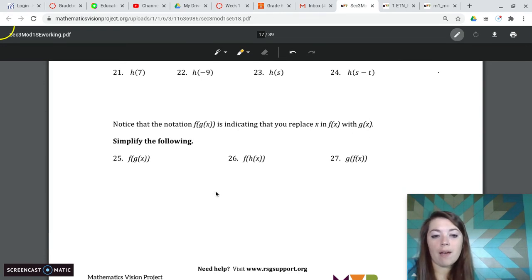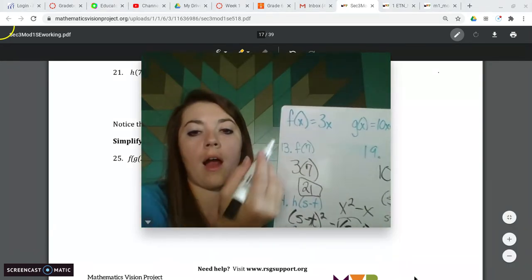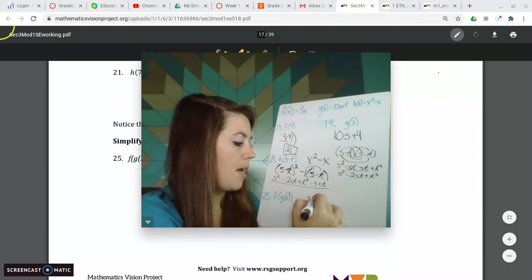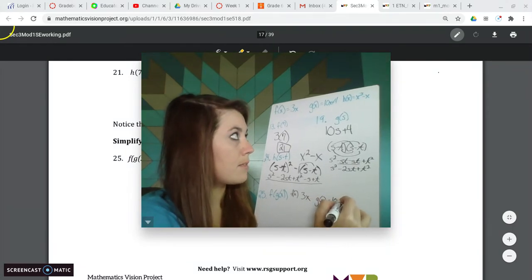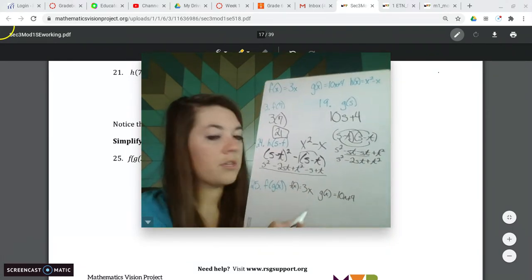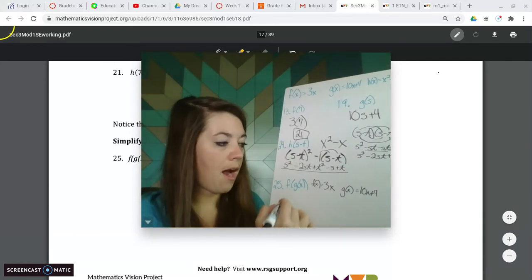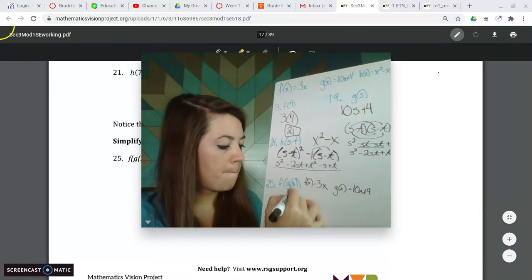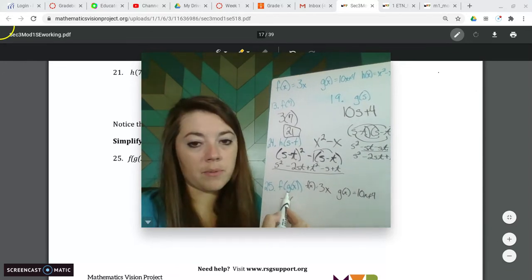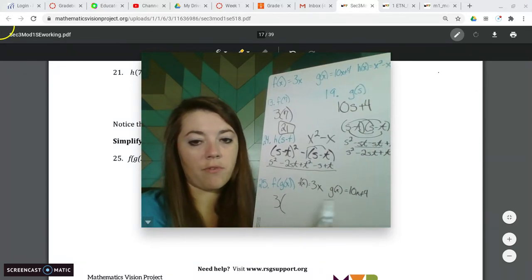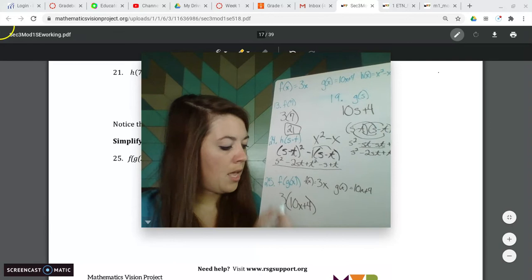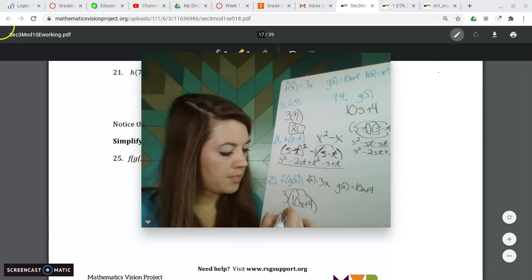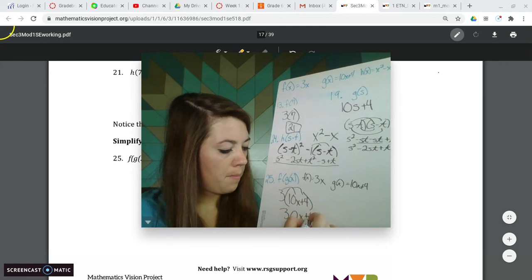So we're going to do 25 together, so f of g of x. Remember, our f of x function is 3x, and g of x is 10x plus 4. So what we're doing is taking f of x as our outer function. So we're going to have 3, parentheses. Now we're taking all of g of x, which is 10x plus 4, and substituting it in place of our x. So 10x plus 4. Now we're going to distribute the 3 to both things inside. So we end up with 30x plus 12.